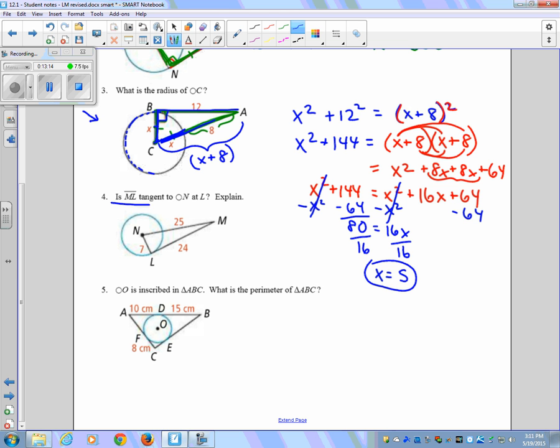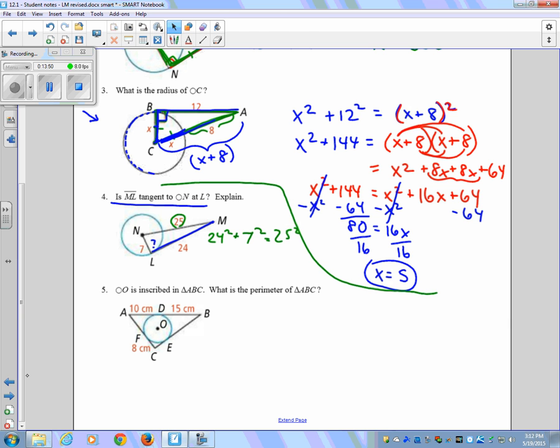So this one says ML is tangent to circle N. Oh, it's asking, is ML tangent to circle N at L? So they're asking, is this tangent? So really we're asking, is this a right angle? So we could use the Pythagorean theorem to test to see if it's a right angle, if you remember doing that. Check and see, is 24 squared plus 7 squared equal to the hypotenuse 25 squared? Check and see if the Pythagorean theorem works. I'm going to give you a minute to do that and then come back.